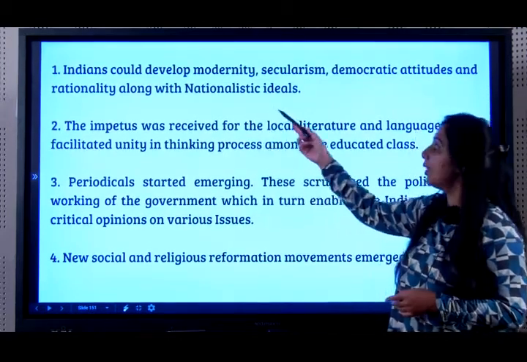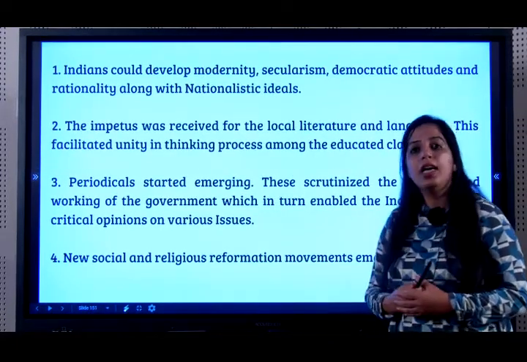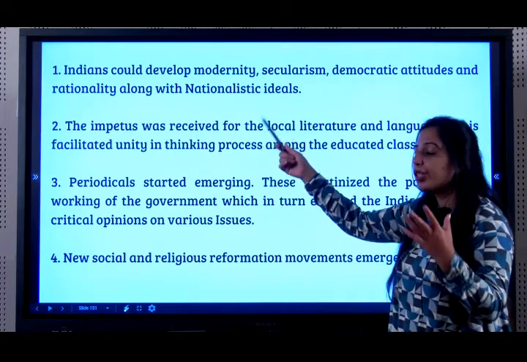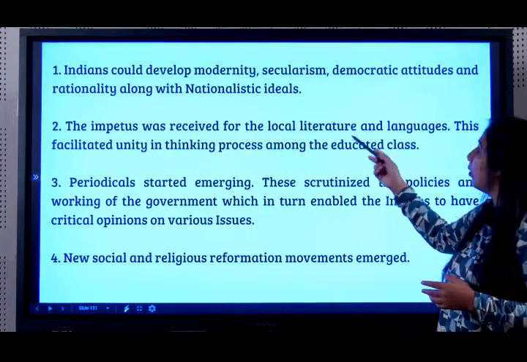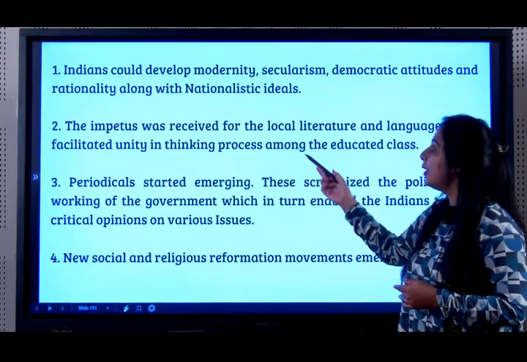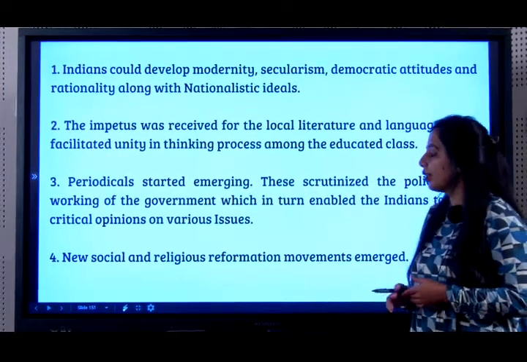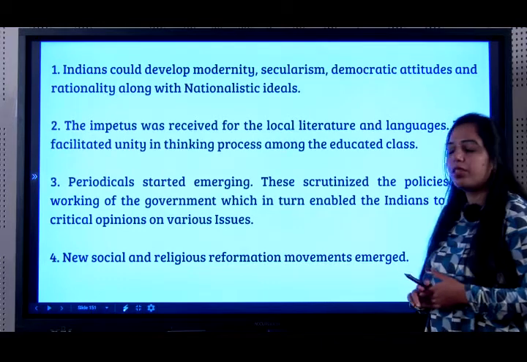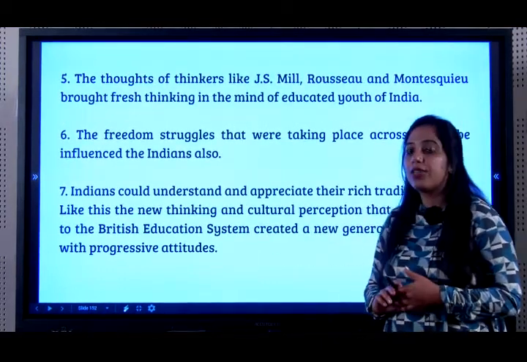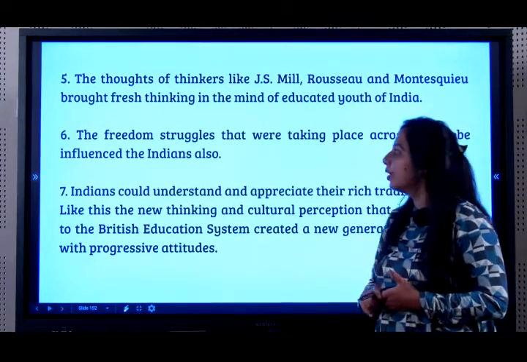1. Indians could develop modernity, secularism, democratic attitudes and rationality along with nationalistic ideas. The impetus or a push was given for the local literature and languages. It facilitated unity in thinking process amongst the educated class. Periodicals started emerging. New social and religious reform movements took place. The thoughts of thinkers like J.S. Mill, Montesquieu and Rousseau brought fresh thinking in the minds of Indians.